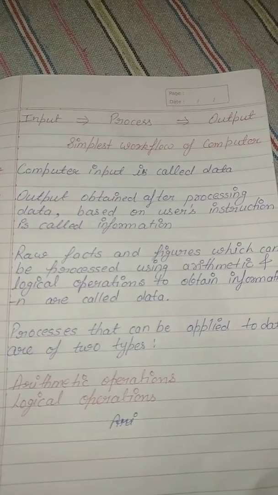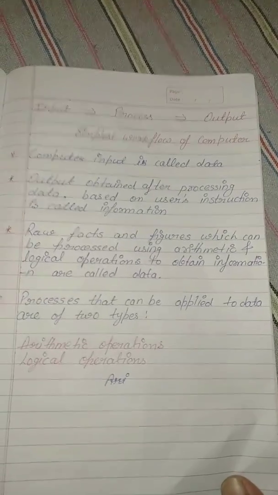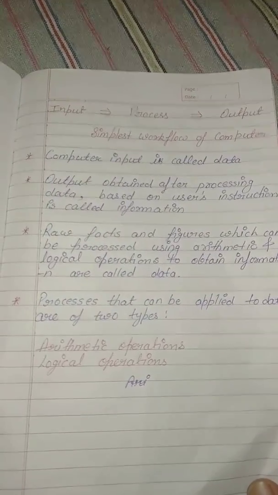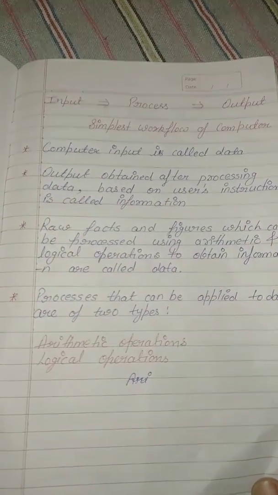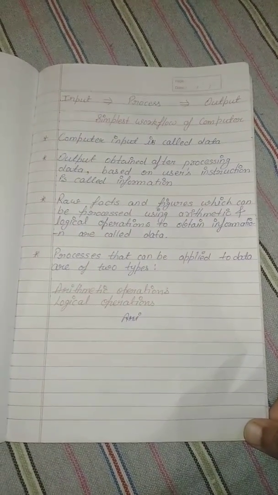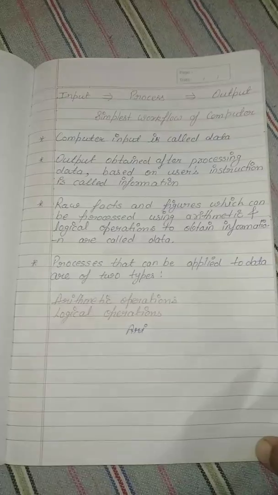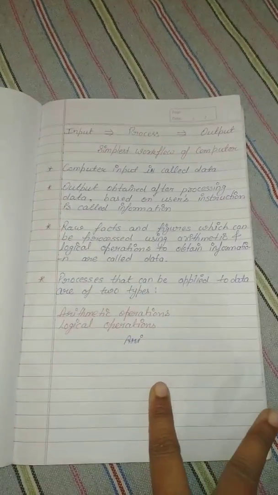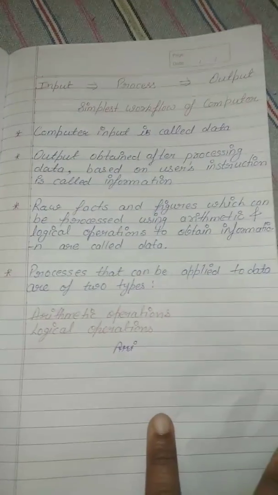Computer input is called data. Any raw information, raw facts, figures are called data. This data is processed by the computer. How is this processing done? This processing is done as per the instructions given by the user, and depending on the process that is applied, an output is given. Let's take a small example.